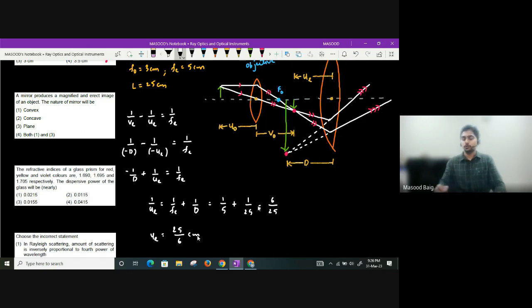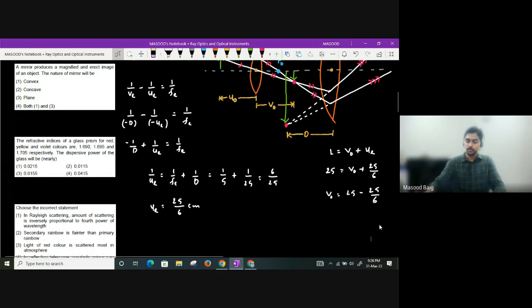Now you know length of the tube. What is length of the tube? V naught plus UE. Length we know it is 25. V naught plus UE. And UE also we got to know how much is UE value? We got it as 25 by 6. So what will V naught value be, beta? 25 minus 25 by 6, which is 25 into 5 by 6 you will get, I guess. Am I right?